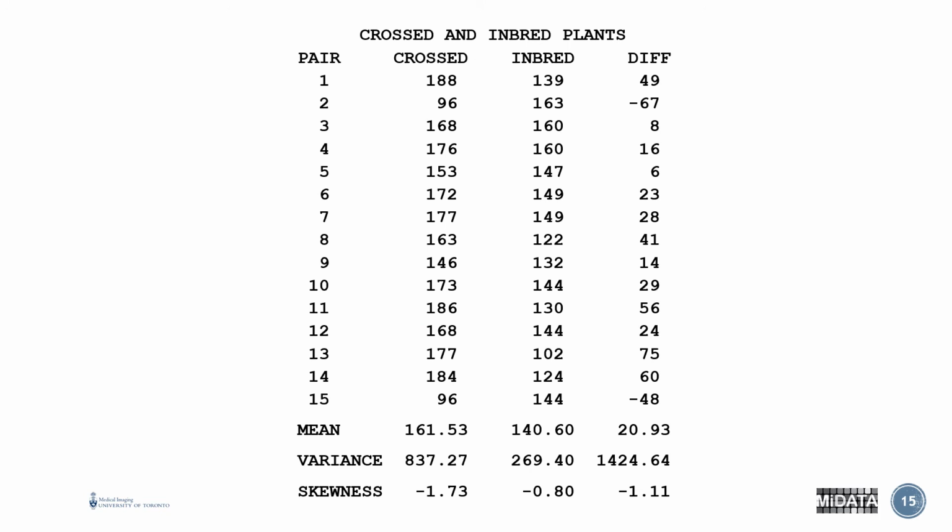So if you were to print your data and put some summary statistics at the bottom, this is what it would look like. Okay, you've crossed your inbred data sets. Here are your pairs, 15 pairs. Here's the mean, the variance, and the skewness of both data sets, and this is your difference.